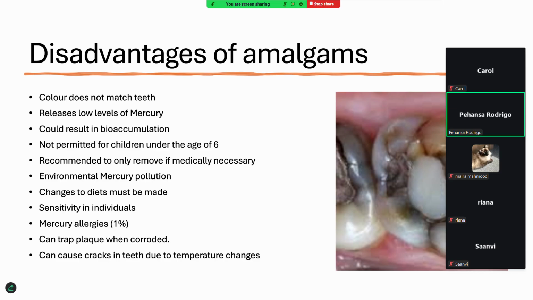When the amalgams get oxidized, they tarnish and turn darker in color, which doesn't look nice. And when it corrodes, it has a rough surface, which can trap plaque. It can also cause cracks in the teeth, as when amalgam fillings are done, it removes extra healthy tissue, which makes the teeth weak, and the dramatic changes in temperature can make the amalgams expand and contract.